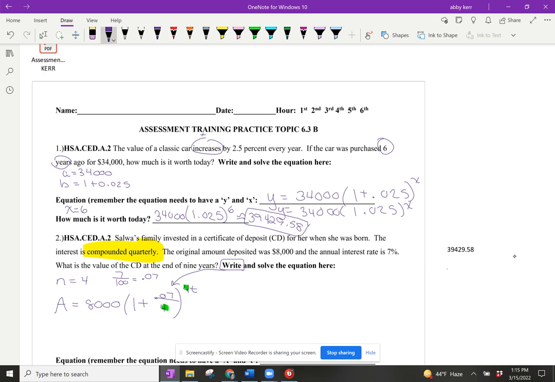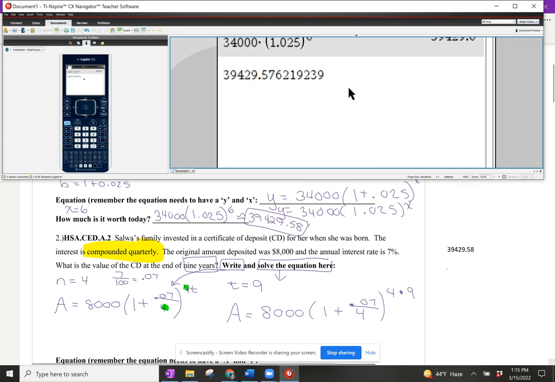Now to solve the equation, you want to plug in, it says at the end of 9 years. So our time is 9. So rewrite the equation. It's only going to take a moment. Quarterly, remember, we're dividing by 4, and then we're going to do 4 times 9. Now when it says solve, that's exactly what you do. You throw it into the calculator and let the calculator evaluate these big numbers.